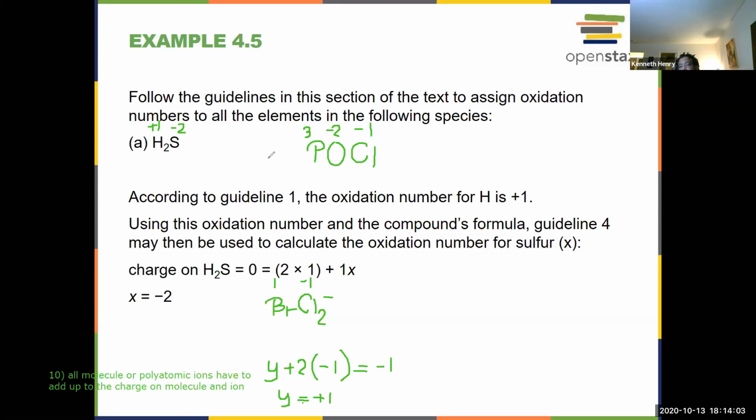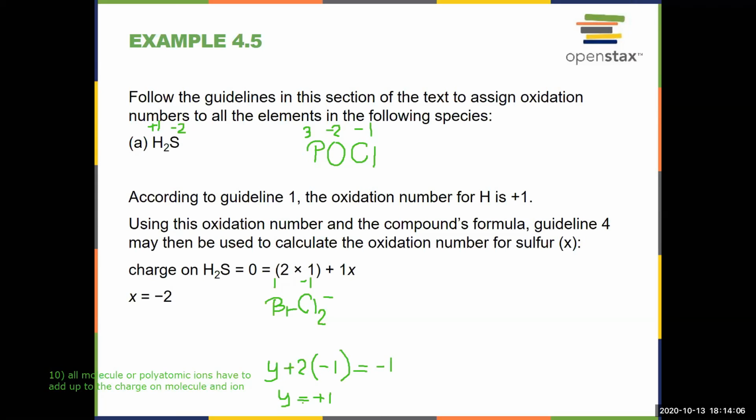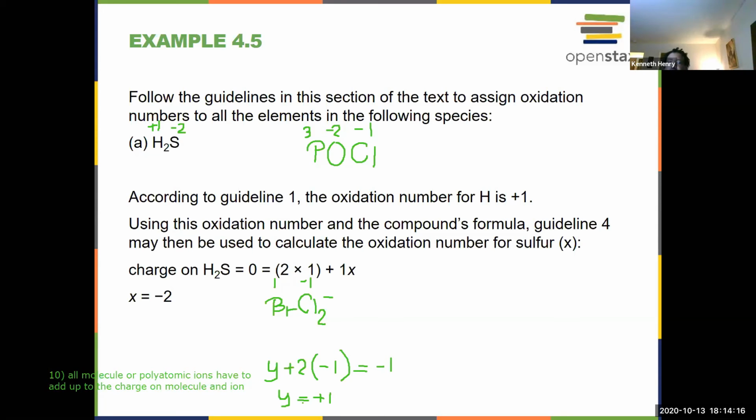Balthazar, are you getting it? Does the first one always have to be positive? Not necessarily. It just depends on what the other oxidation numbers are.